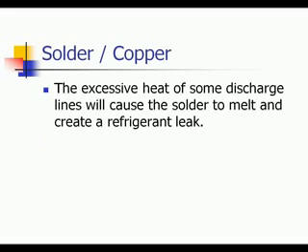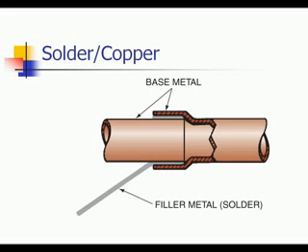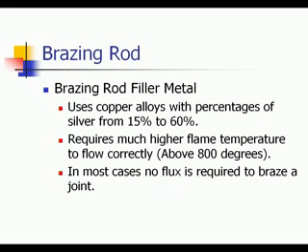All lines in an R22 or refrigeration system except for the compressor discharge line may be soldered. All lines on a 410A system may not be soldered because of the higher pressures. The excessive heat of some discharge lines can cause the solder to melt and create a refrigerant leak.